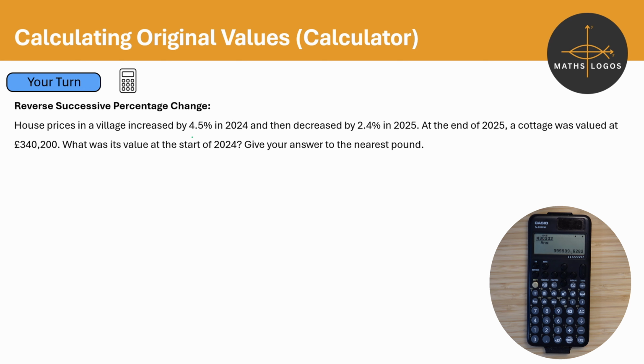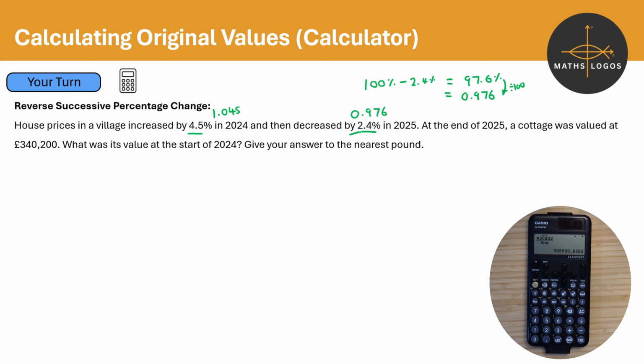House prices in a village increased by 4.5%, so that's a 1.045 multiplier in 2024, and then decreased by 2.4%. Now, to get this multiplier, I'm going to take 100%, and I'll take away 2.4%, and that's going to take me to 97.6%. Turn that into a multiplier is 0.976. I've just divided by 100. That's the multiplier for the 2.4% decrease.